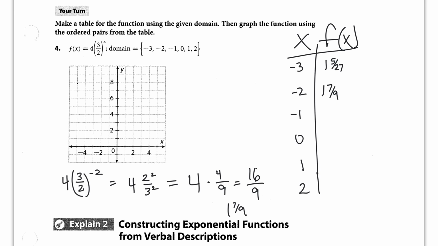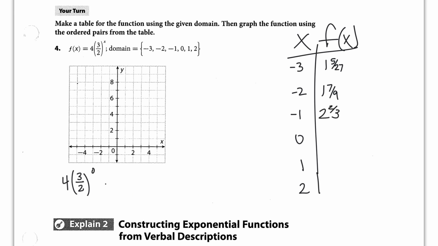Then let's swap out that exponent with the -1. That flips it over, changes it to a positive exponent. That's just 2/3. 4 times 2 is 8. 3 fits into 8 twice with 2 left over.